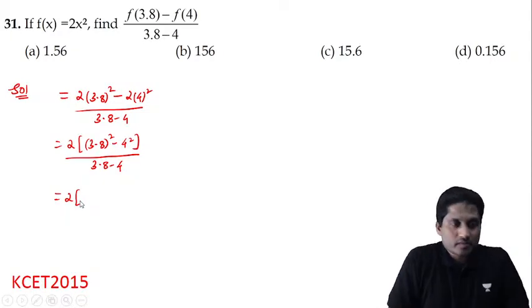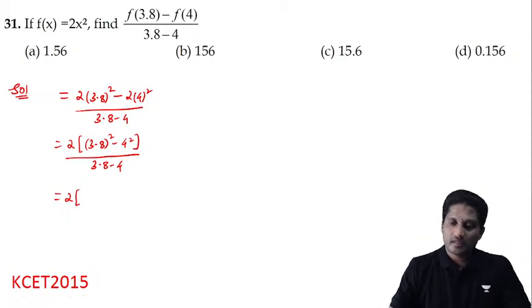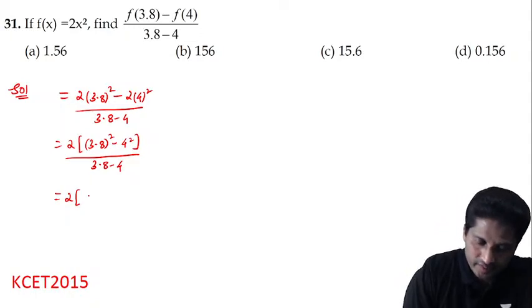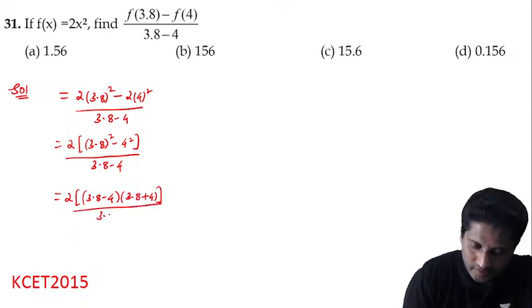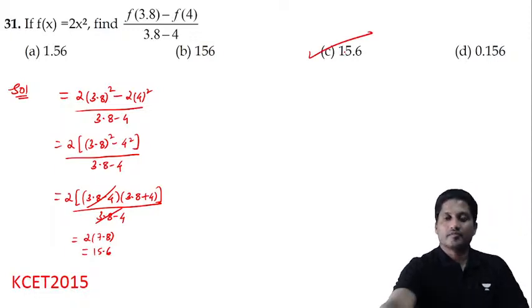A square minus b square is a minus b into a plus b, right? This can be written as 3.8 minus 4 into 3.8 plus 4, okay, whole divided by 3.8 minus 4 will cancel. This is 7.8. This is 15.6. Answer is option C. Move to the next question.